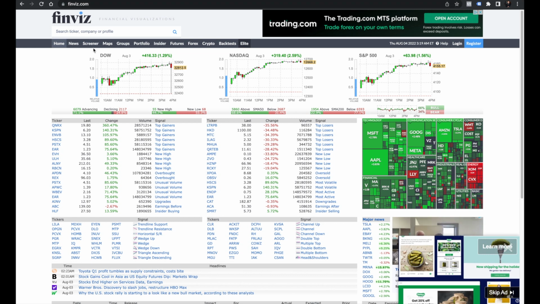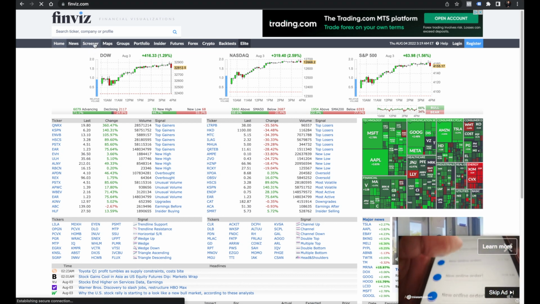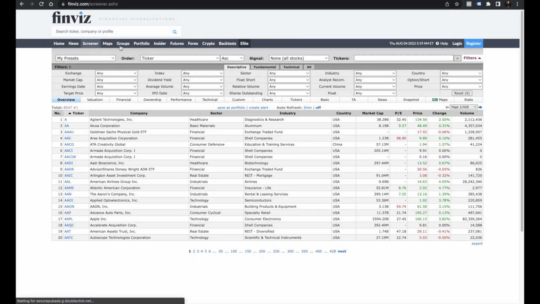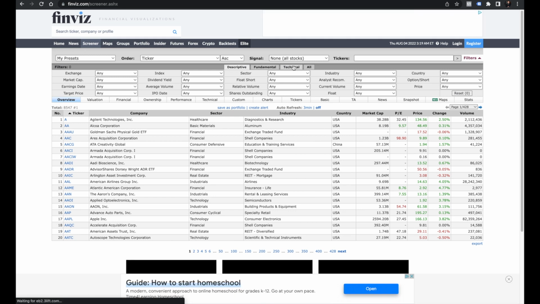Finviz.com. You can go here to screener, and you'll see some tabs here, and this is where you enter your different parameters to search out of the entire market things that might be of interest to you happening in a chart.